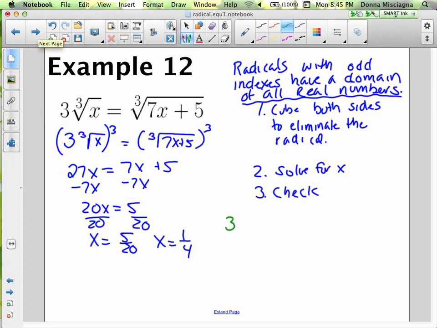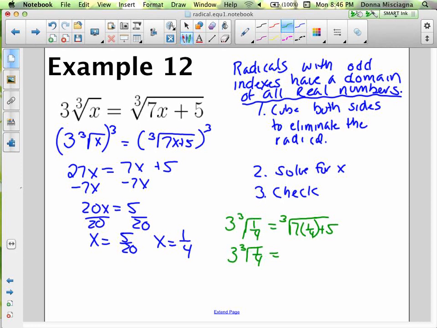So we have 3 times the cube root of 1/4 equals the cube root of 7 times 1/4 plus 5. Now this one's a little tricky on the checking here. So we have 3 times the cube root of 1/4. We can't do anything to that to simplify it anymore. Actually, technically, we could take the cube root of the 1. So technically, this would be the cube root, and then you could factor out the 1. It'd be 1 over the cube root of 4, but hardly even worth the effort. So we'll just leave it like that.